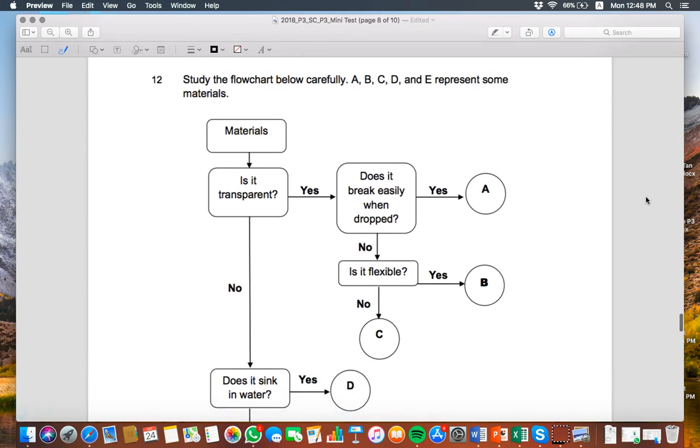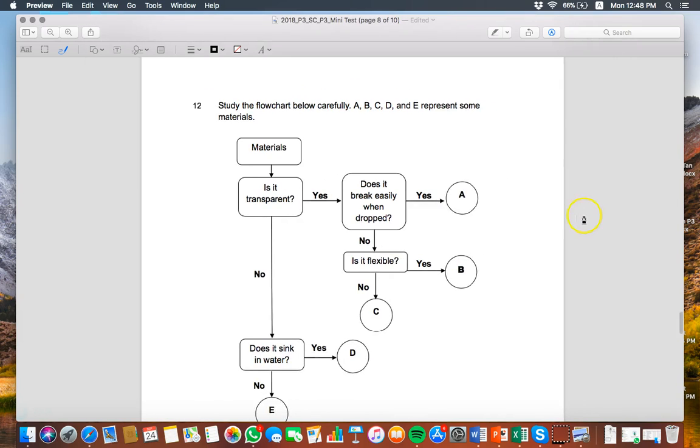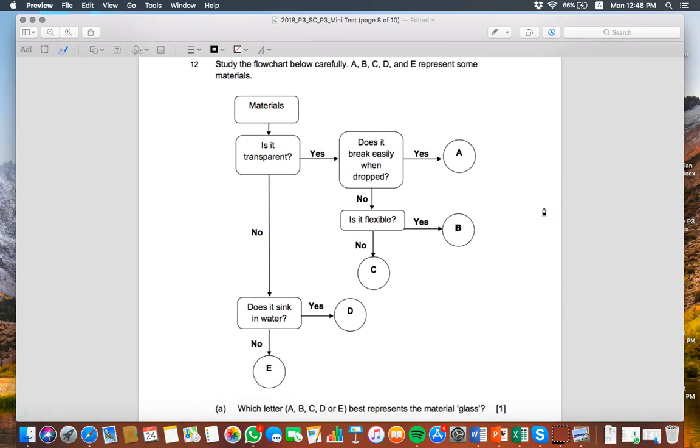Alright, let's move on to the flow chart. Okay, let's zoom out a bit. Study the flow chart below carefully. Which letter represents the material glass? This is very simple. So we always start from here. This is your start point. Okay, so I'm going right here. This is your start. Okay, is glass transparent? Now, this question, even though they state glass, what they meant is clear glass, alright?